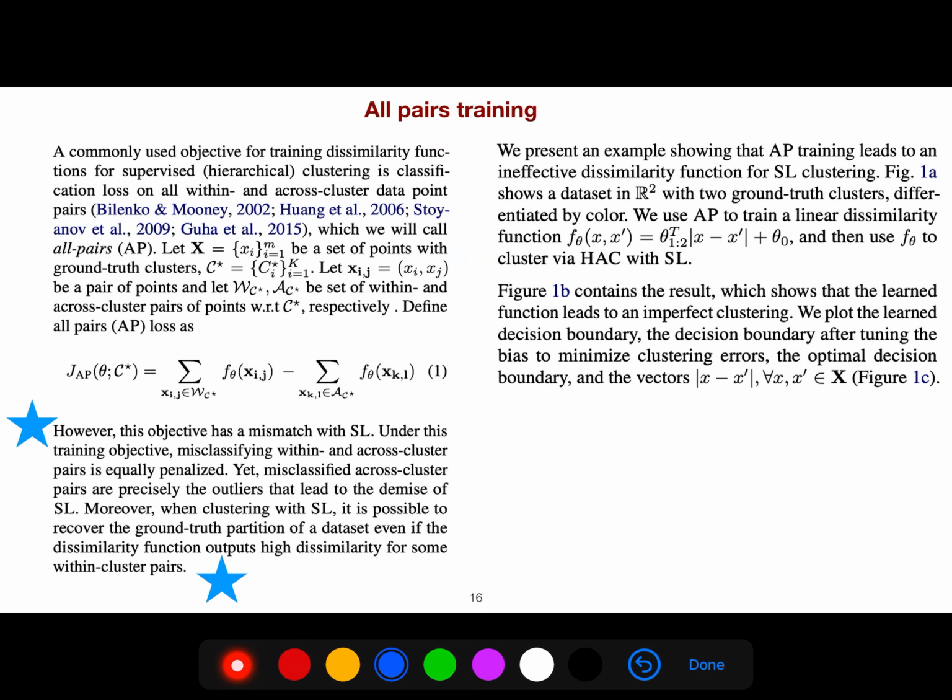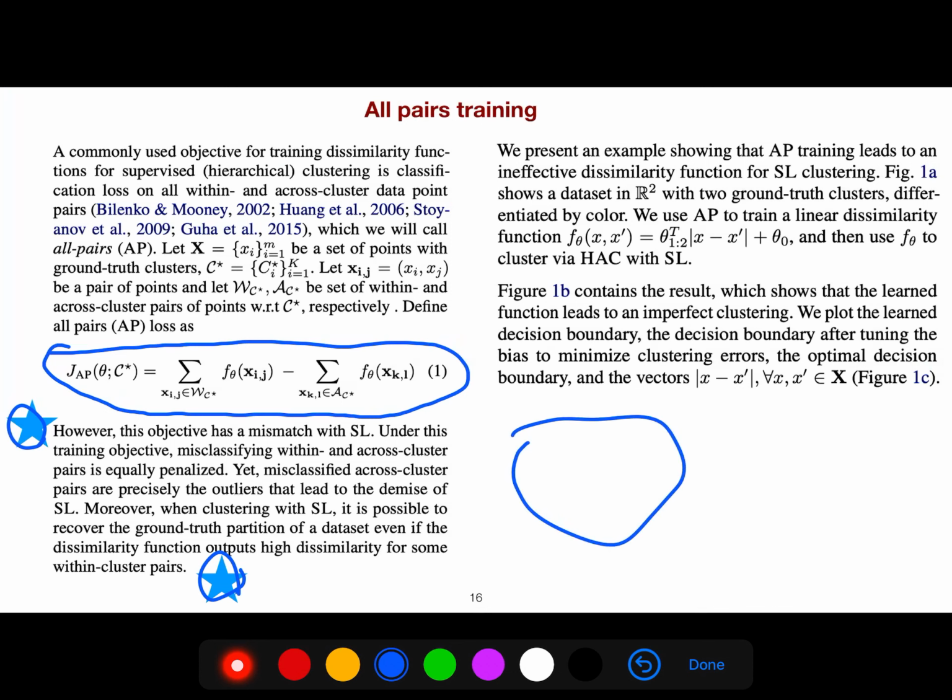And in all-pairs training, we do it this way, but this is prone to many problems. That's why this is important. It means that this objective has a mismatch. Under this training objective, misclassifying within and across cluster pairs are equally penalized. For example, there are lots of mentions here. You don't care whether the distance is big or not between these, so you don't distinguish between within-cluster and across-cluster.